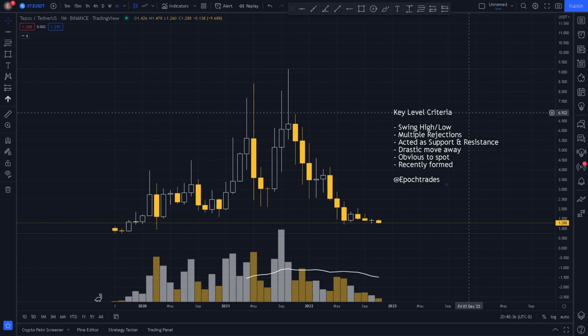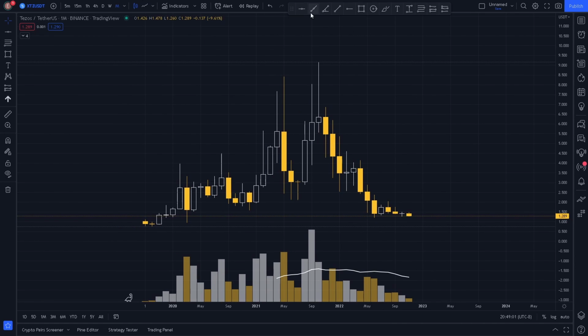Today we're going to be covering key levels on the monthly and weekly time frame for Tezos. So, as always, our key level criteria, we look for swing highs and swing lows, multiple rejections, acted as support and resistance, drastic moves away, obvious to spot, and recently formed. So, let's go ahead and hop right in.